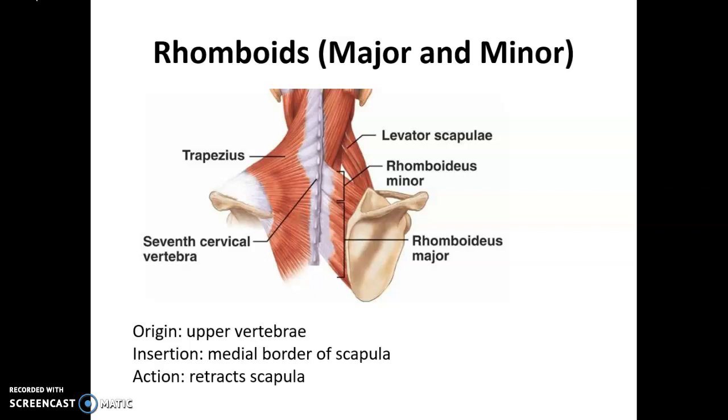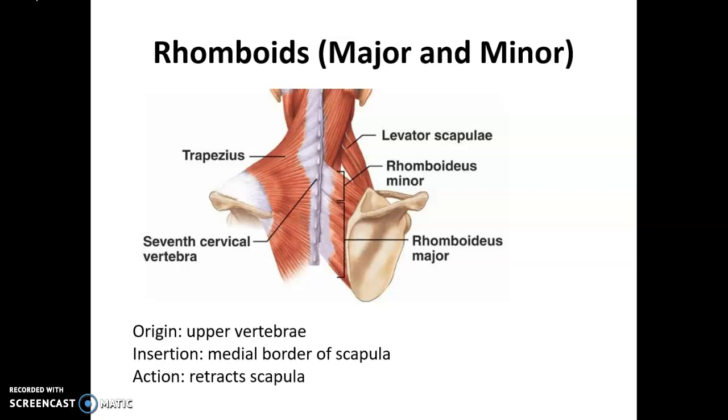Then two other muscles in the back. Remember, these are actually deep to trapezius, and these muscles are called rhomboids. Now there are two rhomboid muscles. We have a rhomboid major and a rhomboid minor. And remember, these are deep to trapezius.